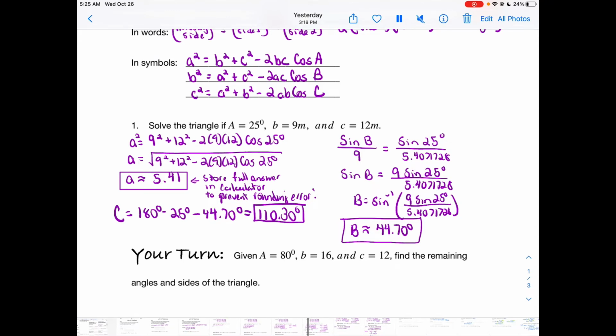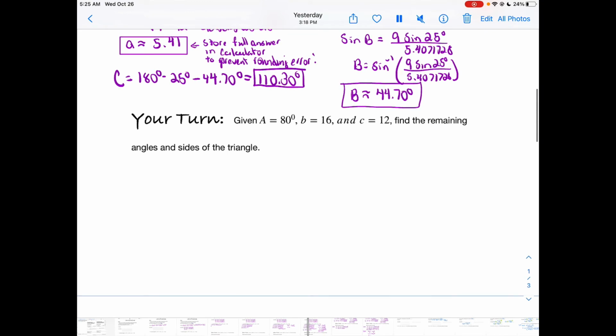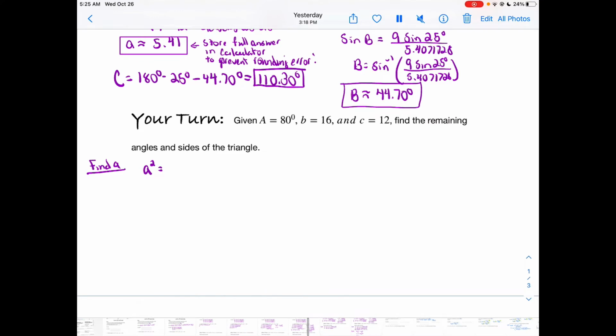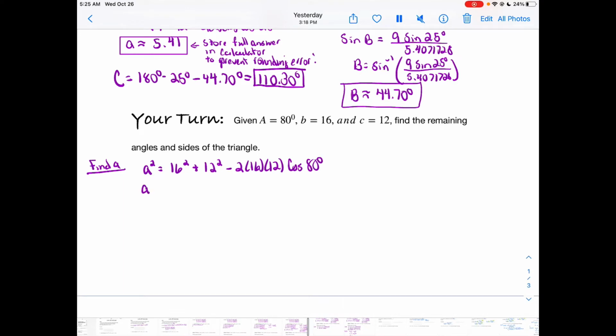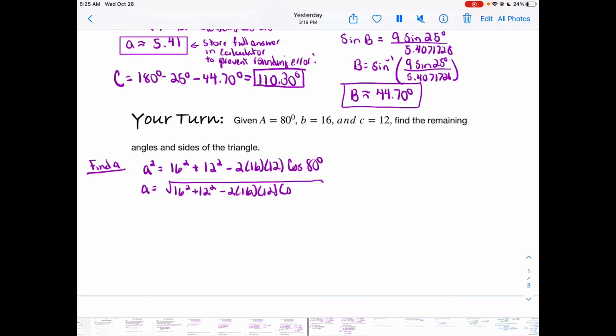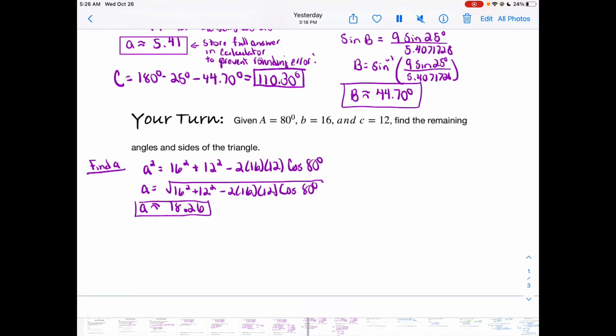Okay, it's your turn. I want you to look at this example, and I want you to start with finding side A. We're going to use the law of cosines. So A squared is equal to 16 squared plus 12 squared minus 2 times 16 times 12 times the cosine of 80 degrees. Or A is equal to the square root of 16 squared plus 12 squared minus 2 times 16 times 12 times cosine of 80 degrees. Now I'm going to type that into my calculator, and I get that A is equal to 18.26. Again, store this in my calculator.